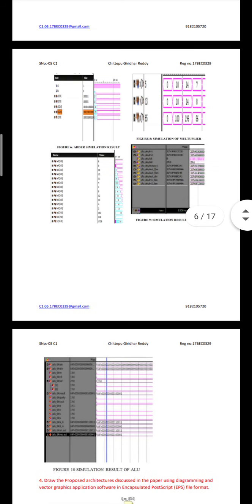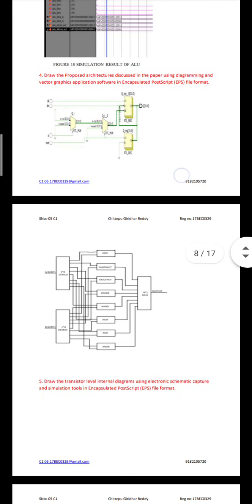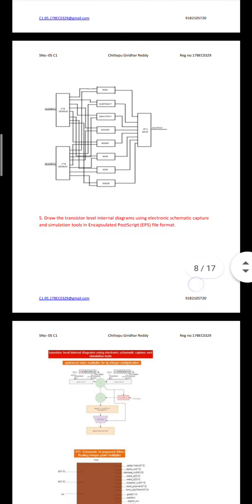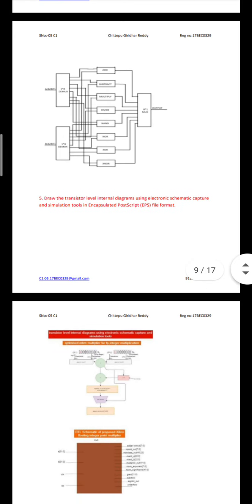These are the output images as shown in the IEEE journal, and these are some images of the output got by the software. If we talk about the proposed architecture discussed in the paper, drawn using vector graphics application software in EPS file format, here is the diagram of that architecture. These are the architectures proposed in the journal.